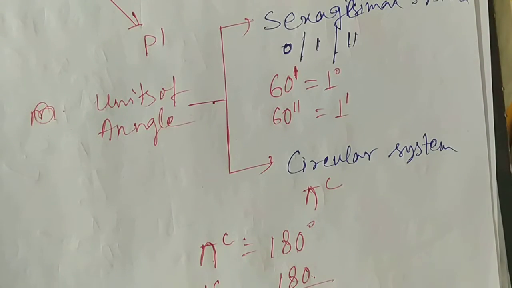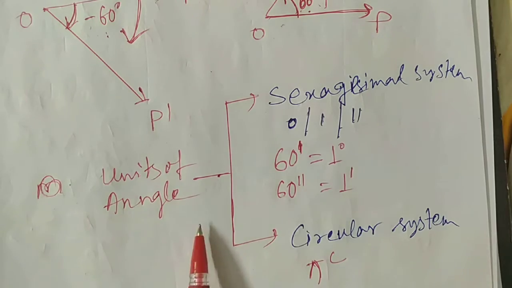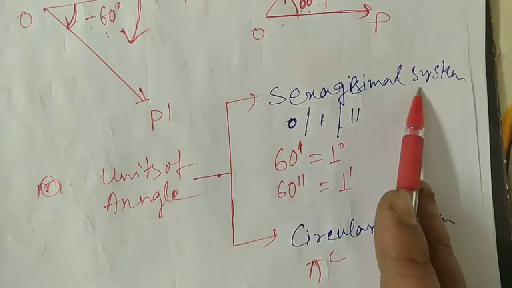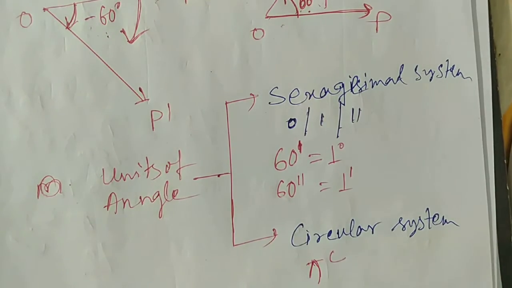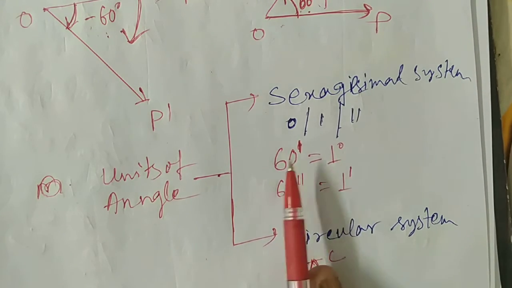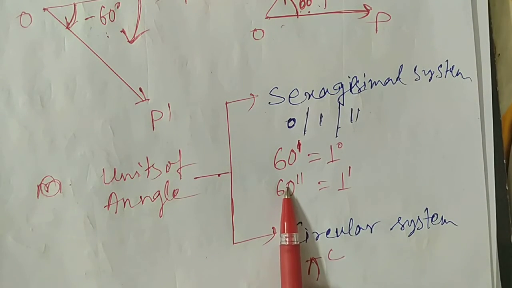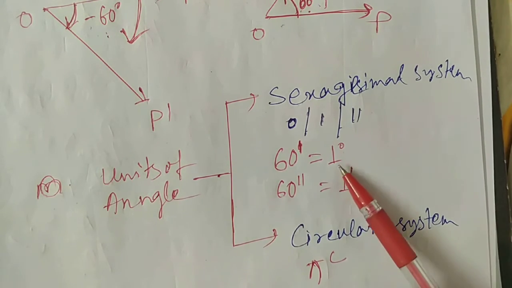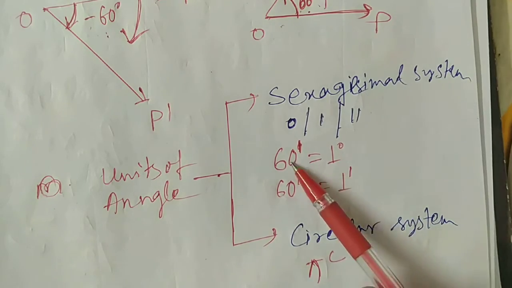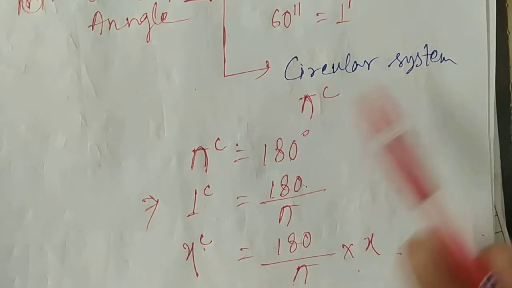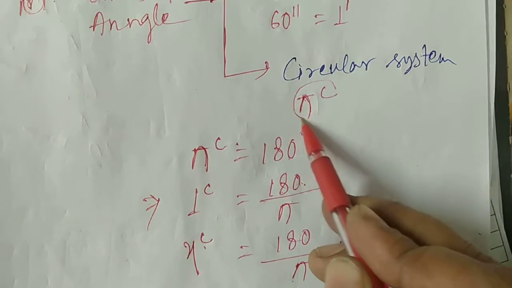Next, units of angle, there are two units. One unit is the sexagesimal system and another is the circular system. Sexagesimal system means here degree, minutes and second. Okay, 1 degree equals 60 minutes. This is the relation between degree and minute, and 1 minute equals 60 seconds. This is the relation between minute and second. Everyone knows this relation about degree, minute and second. Next, the second unit is the circular system, which we express by pi.